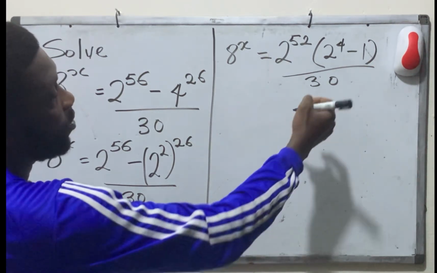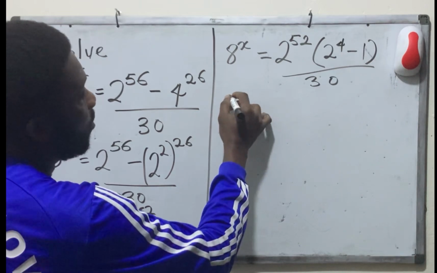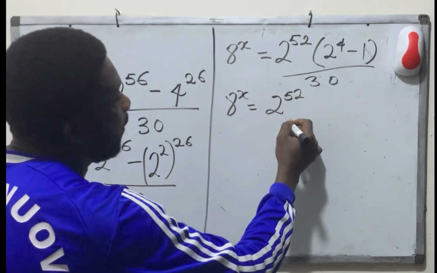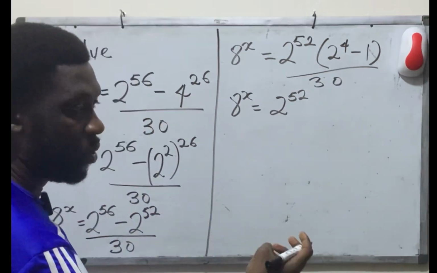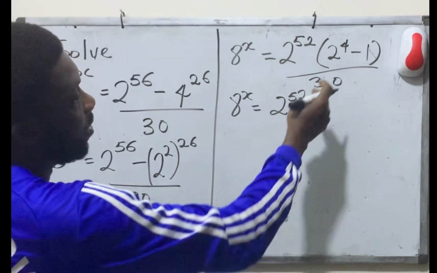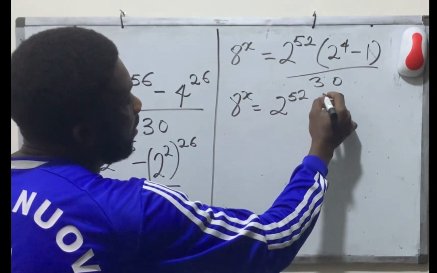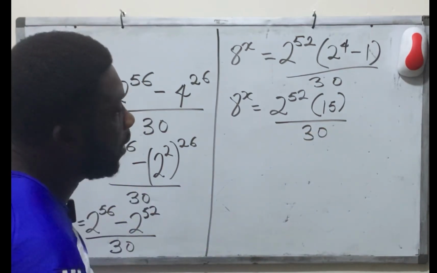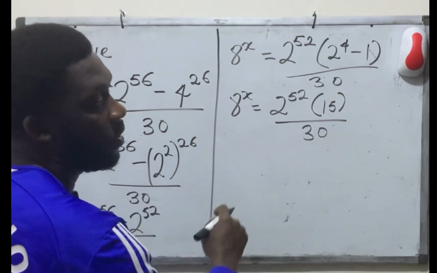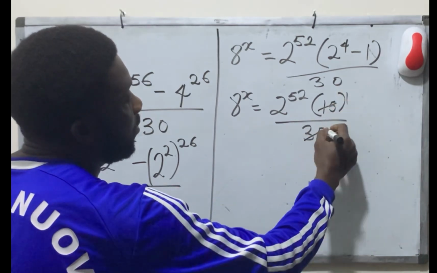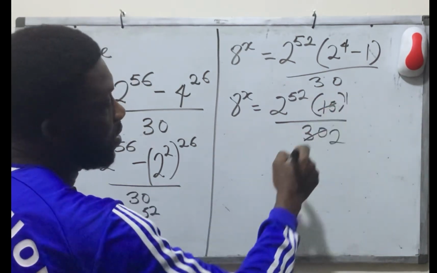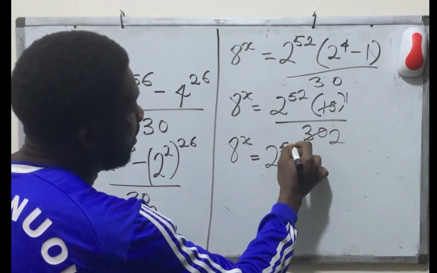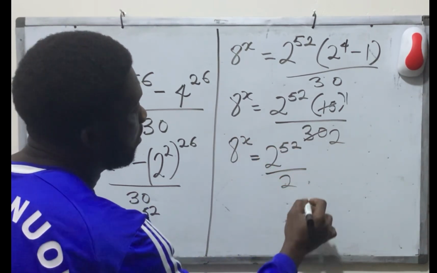Now at this level, we can work on what we have in the bracket. So we have 8^x is equal to 2 raised to the power 52, times, 2 raised to the power 4 is 2 times 2, 4, times 2, 8, times 2, 16. Then 16 minus 1 is 15. So this is 15 in the bracket divided by 30. 15 can divide 30: 15 here is 1, 15 here is 2. So this 15 is out. So we have 8 raised to the power x is equal to 2 raised to the power 52 over 2.